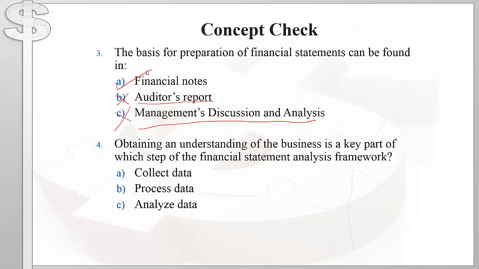The final question. Obtaining an understanding of the business is a key part of which step of the financial statement analysis framework? Processing the data involves computing ratios and conducting simulations. We use the results for analyzing the data. However, before we begin processing the data, we need to have a strong sense of the business and the industry in which the company operates. Understanding of the business is a key part of collecting the data and not of processing or analysis.